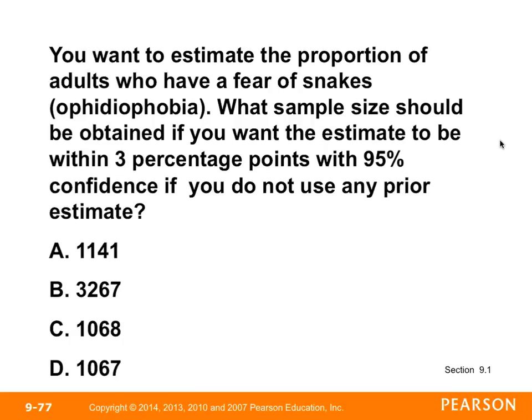All right, now let's say you want to estimate the proportion of adults who have a fear of snakes. What sample size should be obtained if you want the estimate to be within 3 percentage points with 95% confidence if you don't use any prior estimates? If we're not using a prior estimate, we need to use this formula, which maximizes our value. So we have 0.25, and then z alpha over 2. If you recall, 95% confidence goes with a critical value of 1.96. And our E is 3 percentage points, so that's 0.03.